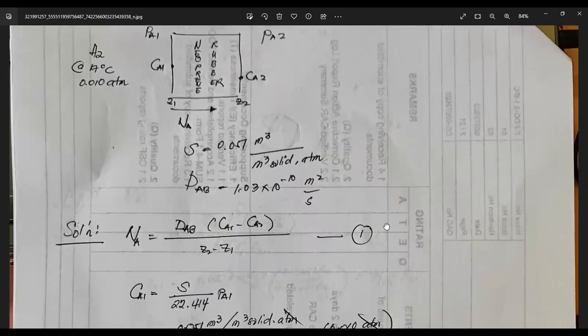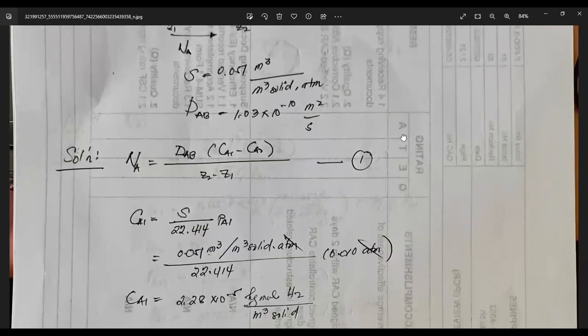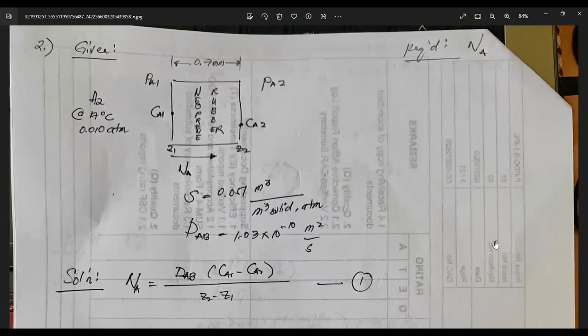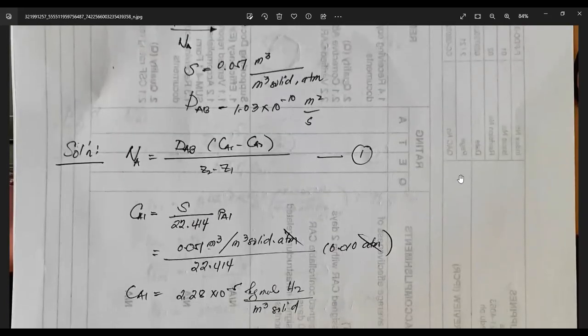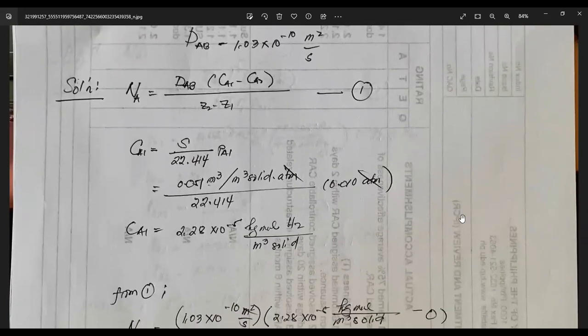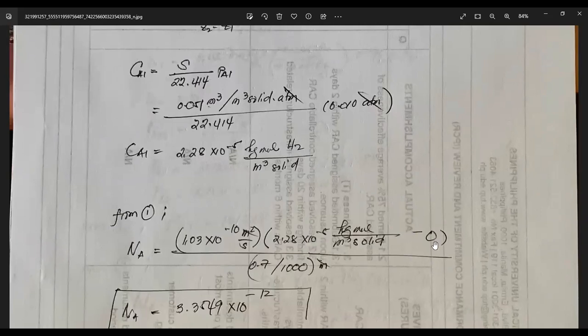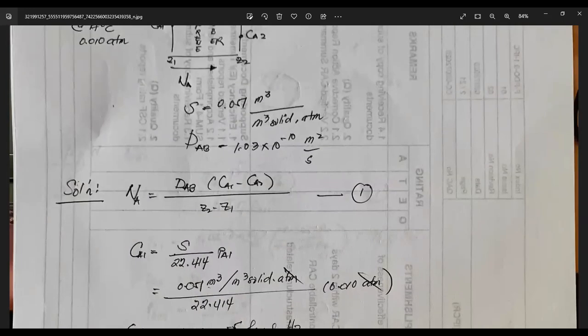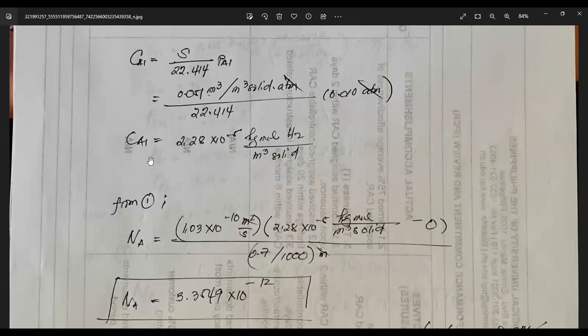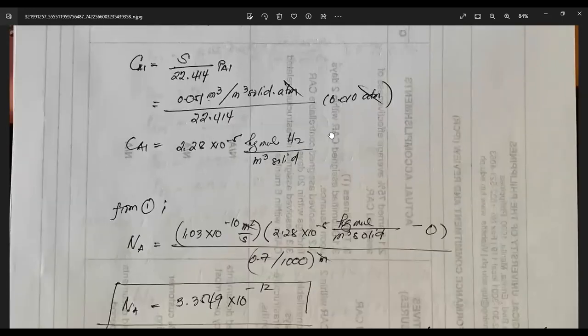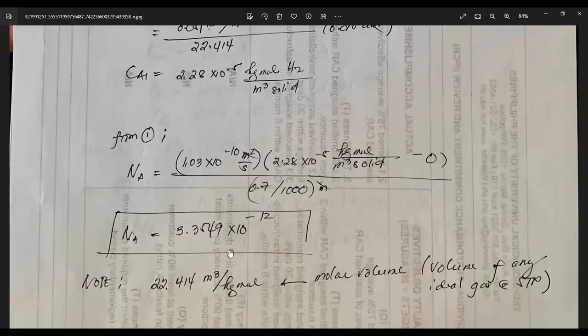Okay? It's always 0 on this side for the concentration of the gas after it has already completely diffused through the solid. So it's always 0 in here. Please read again that part in Genku, or listen to the recording. So you have to substitute DAB, your concentration here, this one, and the thickness. And this is already the answer.